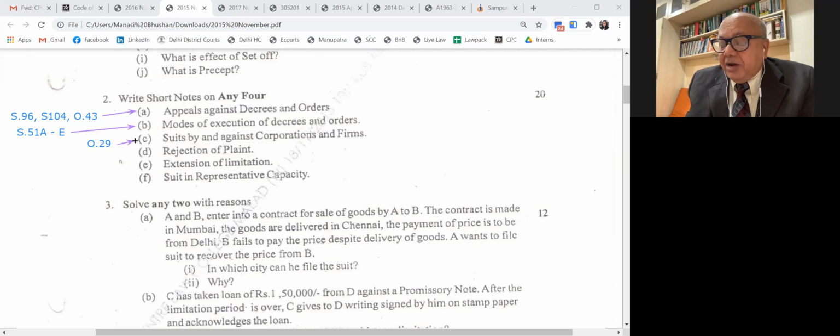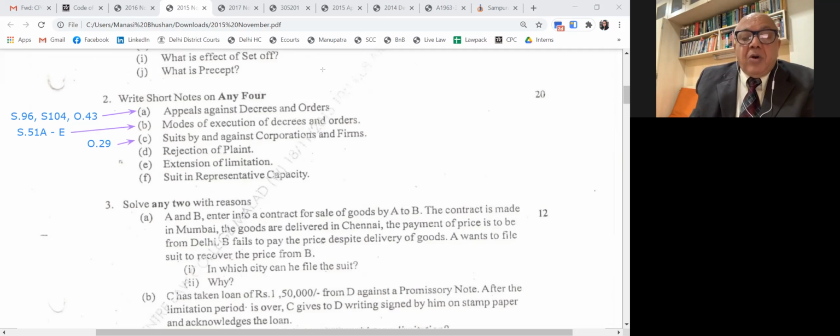Then a firm is a partnership firm. You have read in Order 30 that all partners need not be joined, but the defendant says that partners can be joined. A decree against a firm is binding upon all the partners.